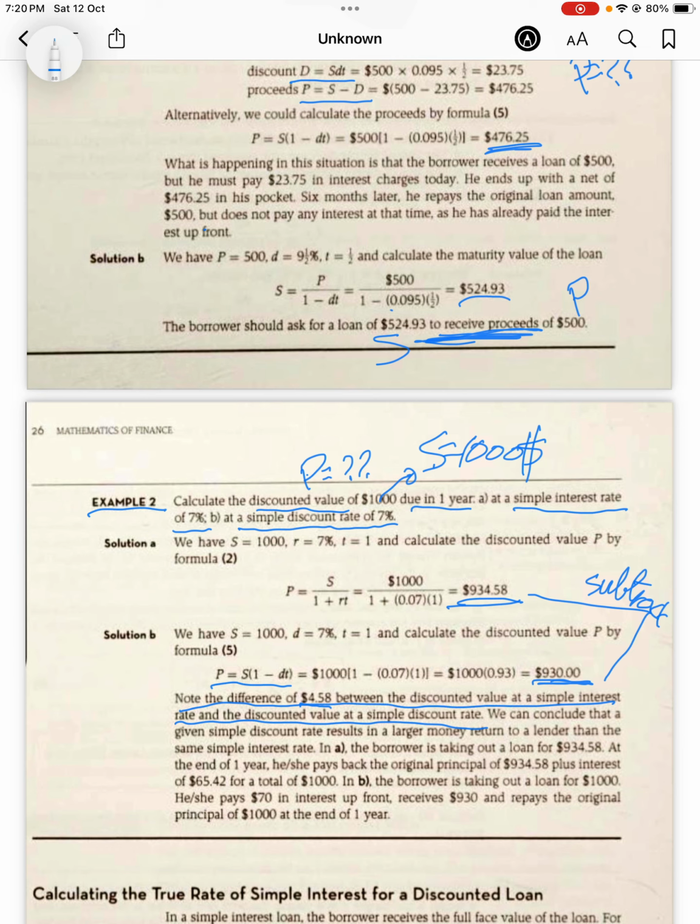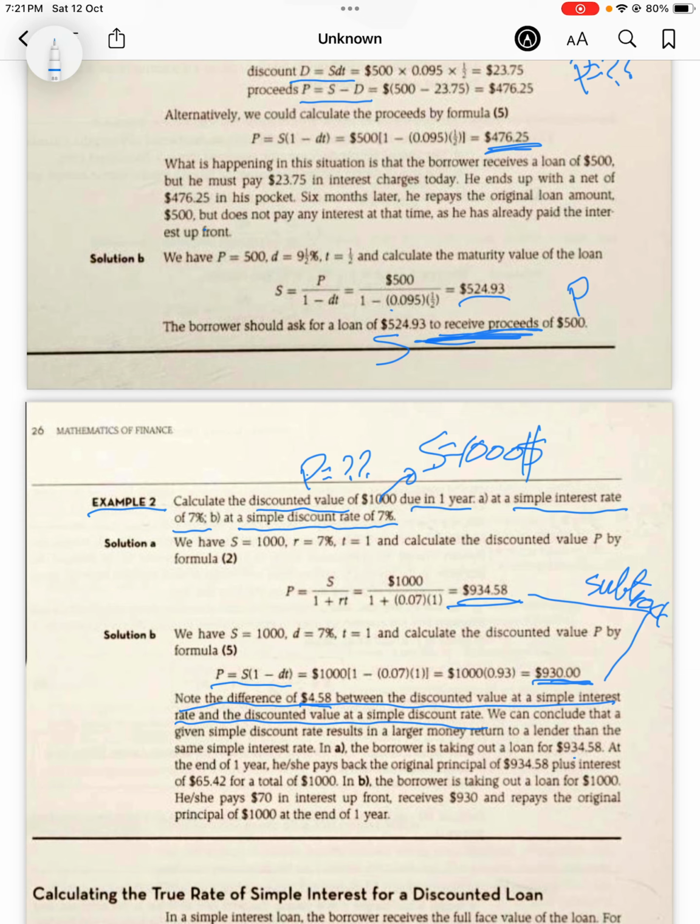We can conclude that a given simple discount rate results in a larger money returned to a lender than the same simple interest rate. In A, the borrower is taking out a loan of 934.58. At the end of 1 year, he or she pays back the original principal of 934.58 plus interest of 65.42 for a total of 1,000.